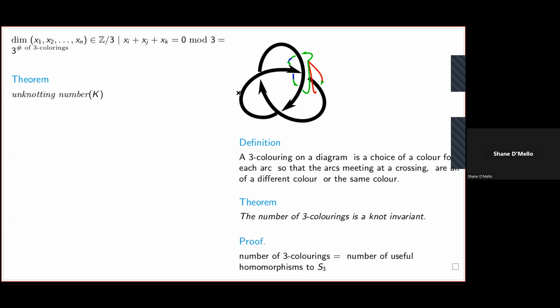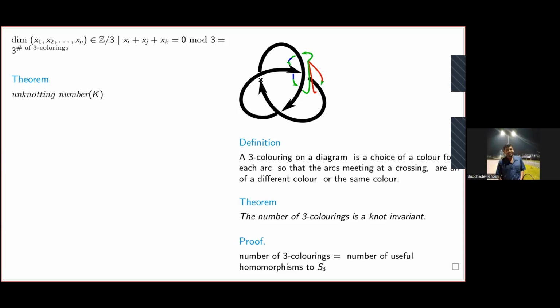So what you could do is, given a knot diagram, label these as variables x, x1, x2, etc., and each of these conditions for each crossing will give you a linear equation. And so you have those linear equations.